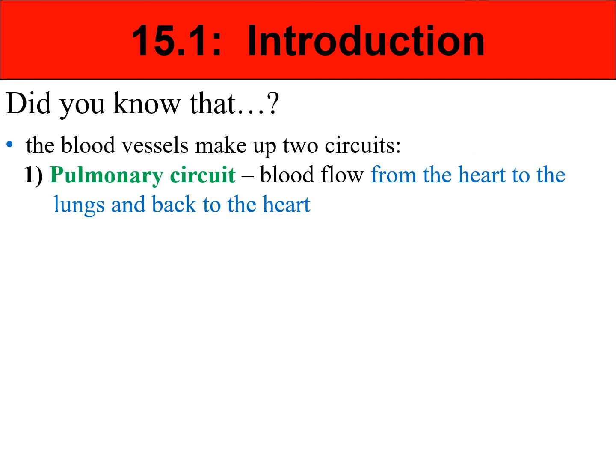And we're going to talk about two circuits of blood flow, the first of which is listed here. The pulmonary circuit. Pulmonary refers to what? Lungs, right? So this is simply blood flow from the heart to the lungs. So the blood will be oxygenated, right, at the lungs, and then it will be returned back to the heart. And that's simply the pulmonary circuit. Blood flow from the heart to the lungs and back to the heart.